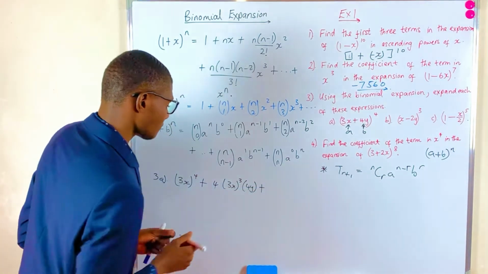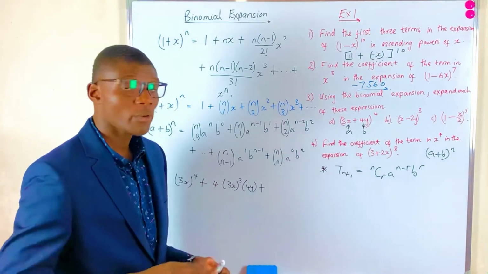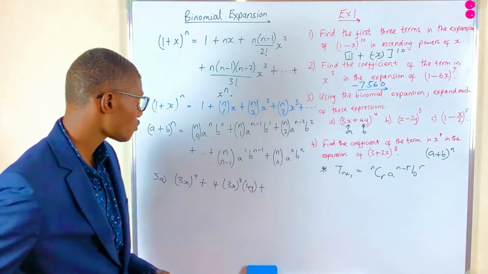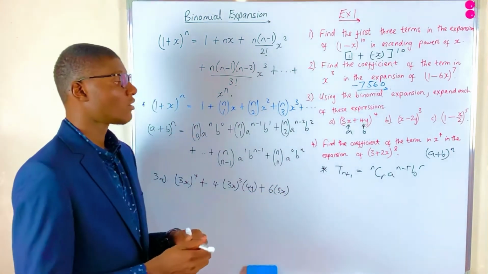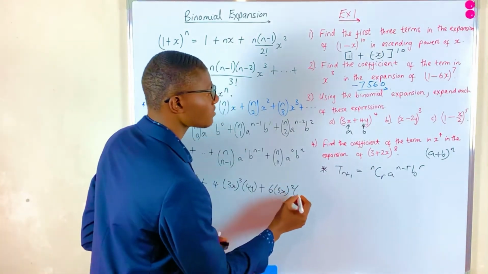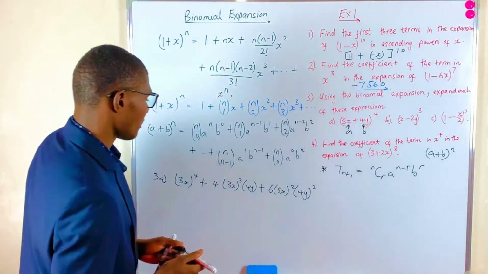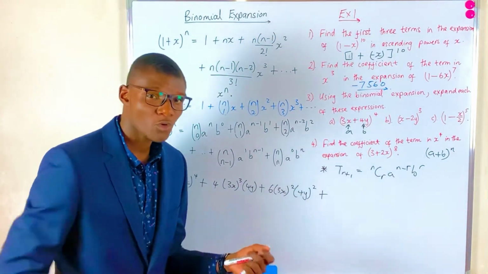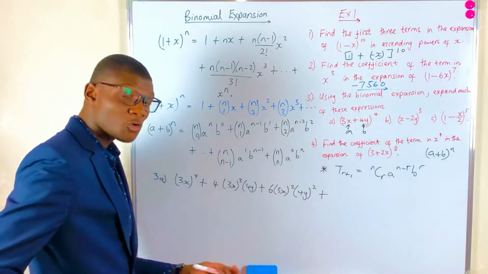Then plus n choose 2. From 4 we want to choose 2, and 4 choose 2 gives us 6. That 6 is multiplied by 3x raised to the power of n minus 2, which is 4 minus 2, giving us 2, and then by b to the power of 2, which is 4y to the power of 2. Then we're saying plus n choose 3. From 4 we need to choose 3. 4 choose 3 gives us 4, so there are 4 ways to do that.